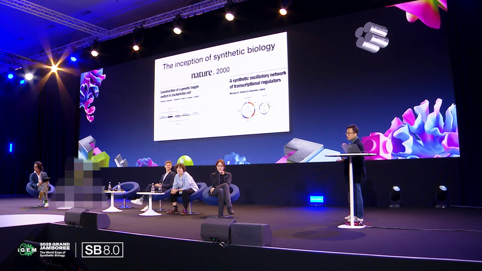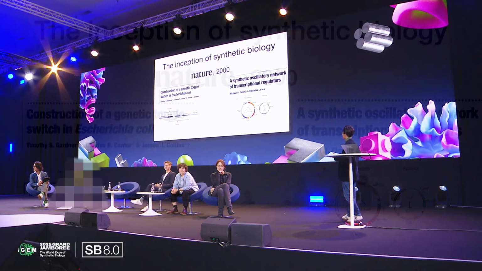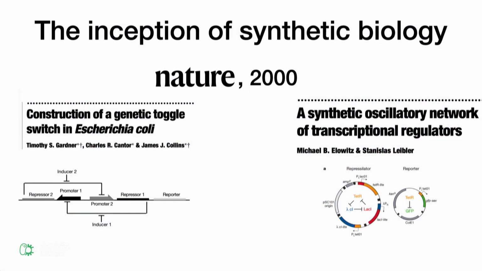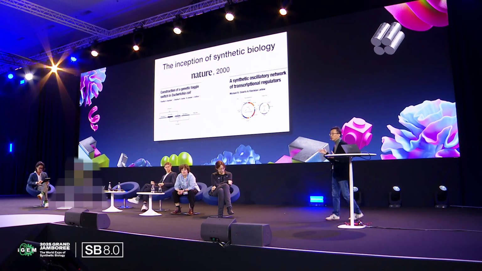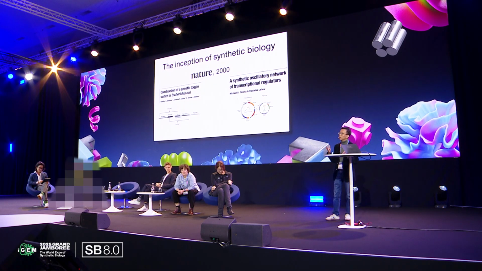Right? So in the early 2000s, there were two landmark papers. One from Jim Collins' lab showed you can build a toggle switch, where two genes repress each other in turns. And then Michael Elowitz's lab showed you can actually build repressilators to let a biological system oscillate. So this is kind of the transistor moment for synthetic biology. We started recognizing we can really build new systems to understand the fundamentals.